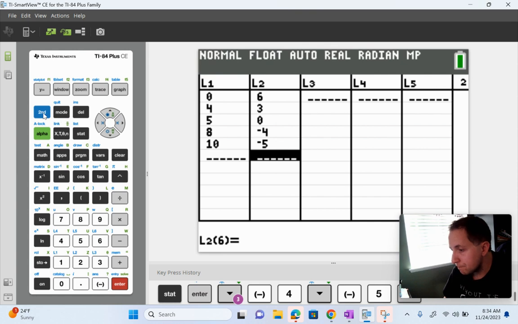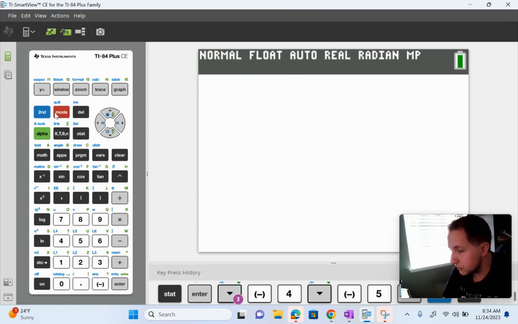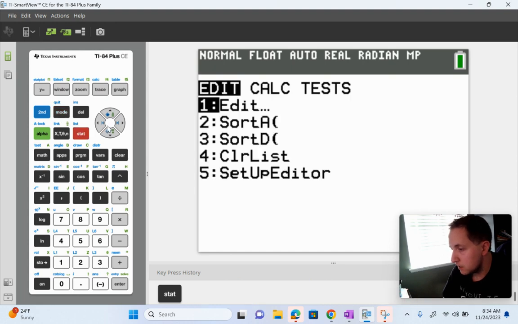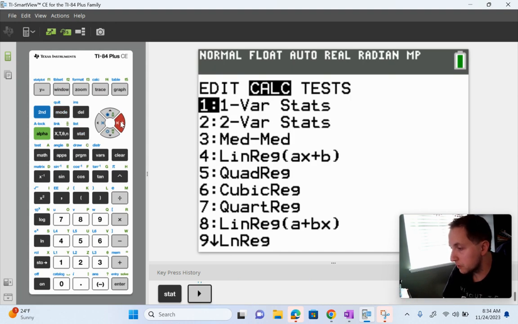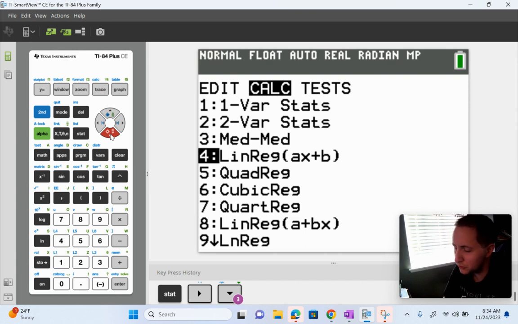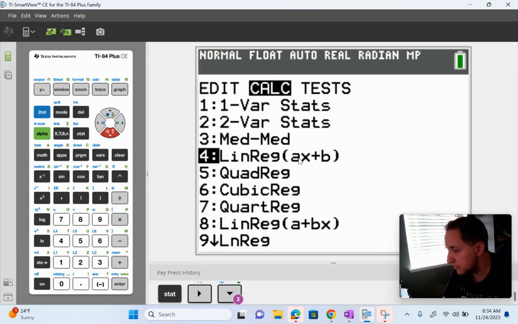Okay, so let's go back now to our home screen, second mode. We've got the data entered. I'm going to go to Stat. I'm going to go to Calc. I'm going to hit the right arrow to go to the Calc menu. And I'm going to go to the option number 4 that says LinReg, in other words, linear regression. There are 2 options. You could use 4 or 8. I like option 4 because it gives you the slope first, then it gives you the y-intercept, which falls in line with slope-intercept form that you learned about in algebra class.